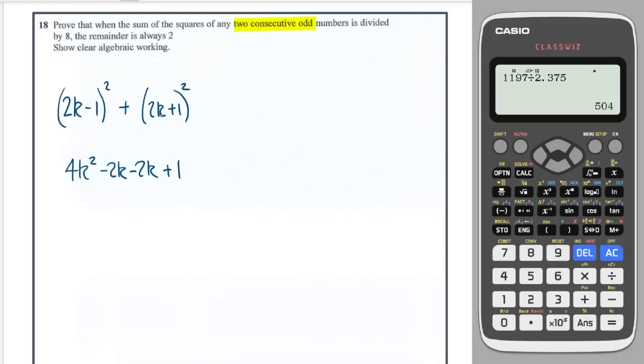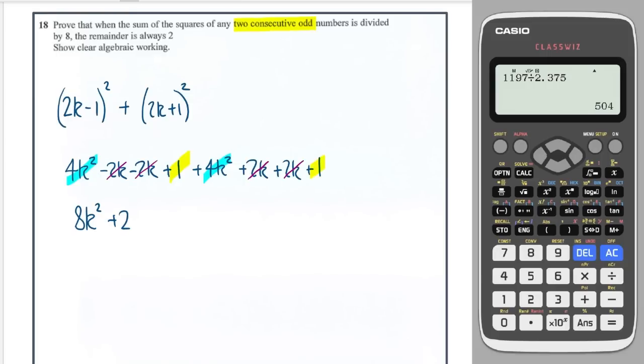And over here, I'm going to get 2k times 2k, which is 4k squared. 2k times 1, which is 2k. 1 times 2k, which is 2k. And 1 times 1 is 1. Great. Cancel, cancel with cancel, cancel. Which leaves me with 8k squared. Adding these two together. And then adding these two together, plus 2.